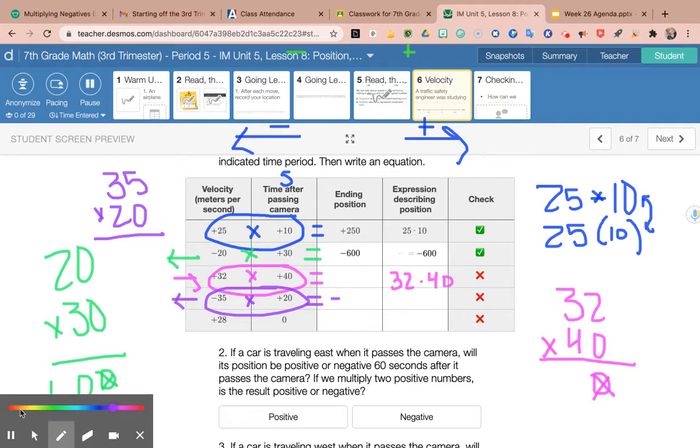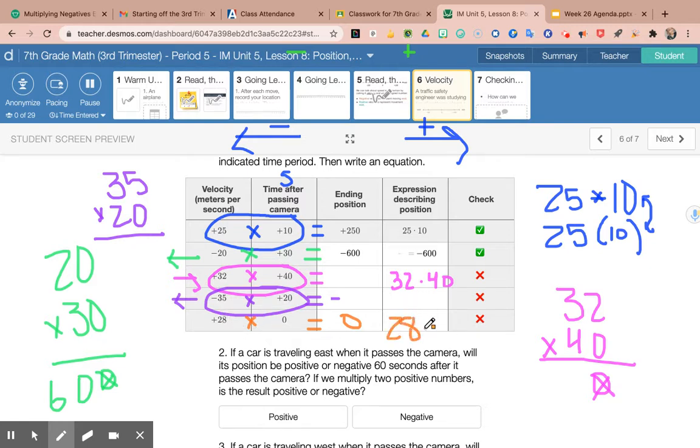And the last one, let's do orange. If I go 28 meters per second and no time has passed, my car is frozen. My car has not moved. Anything times 0 is 0, and this should make sense because it doesn't matter how fast I go. If there's no time, my car is frozen. And then my expression would just be 28 times 0.